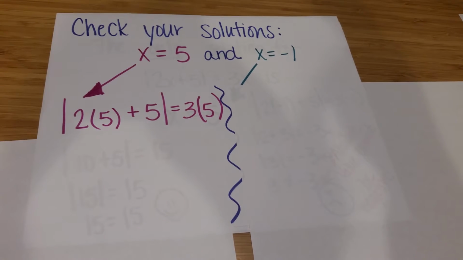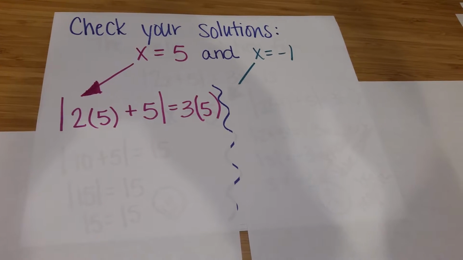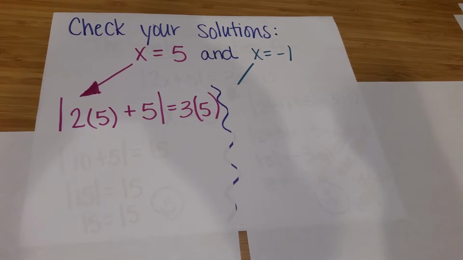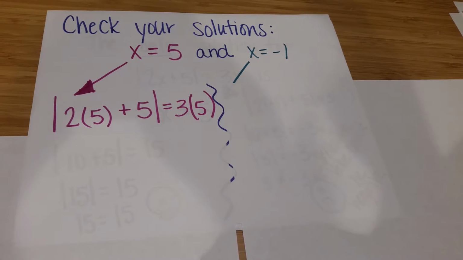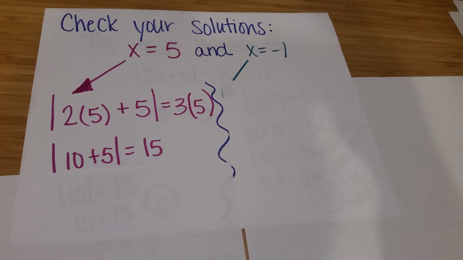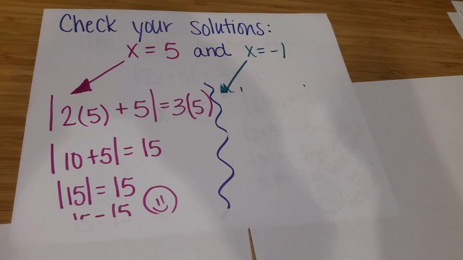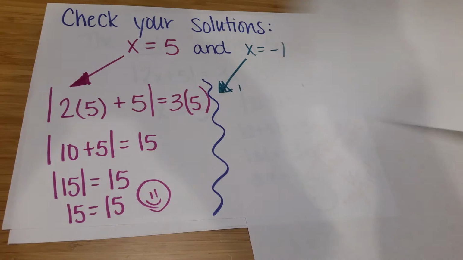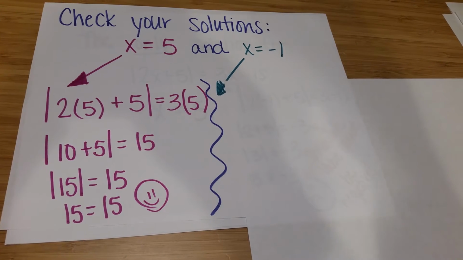For x equals 5, we substitute that back into the original equation. The absolute value of 2x plus 5 equals 3 times x. So 2 times 5 plus 5, the absolute value of that quantity, is equal to 3 times 5. And that simplifies to the absolute value of 10 plus 5 is equal to 15. Well, the absolute value of 15 is indeed 15. So that solution of x equals 5 checks out.